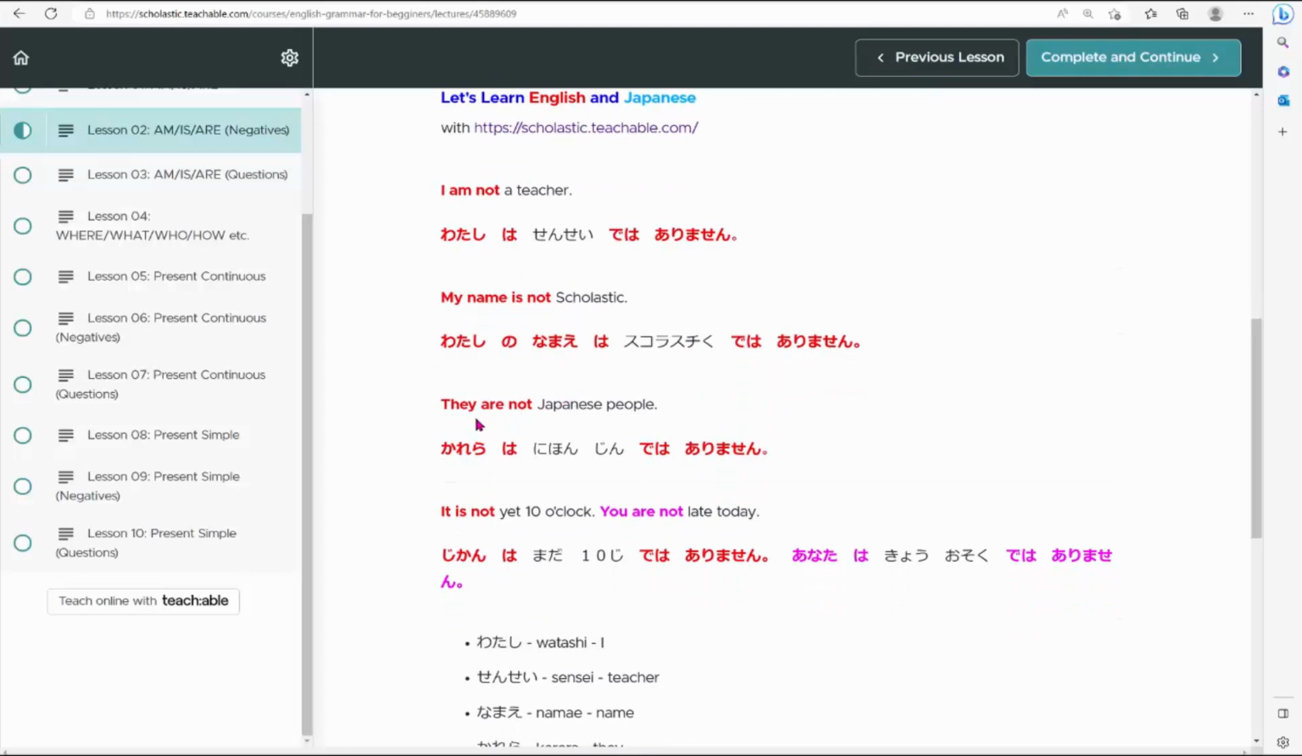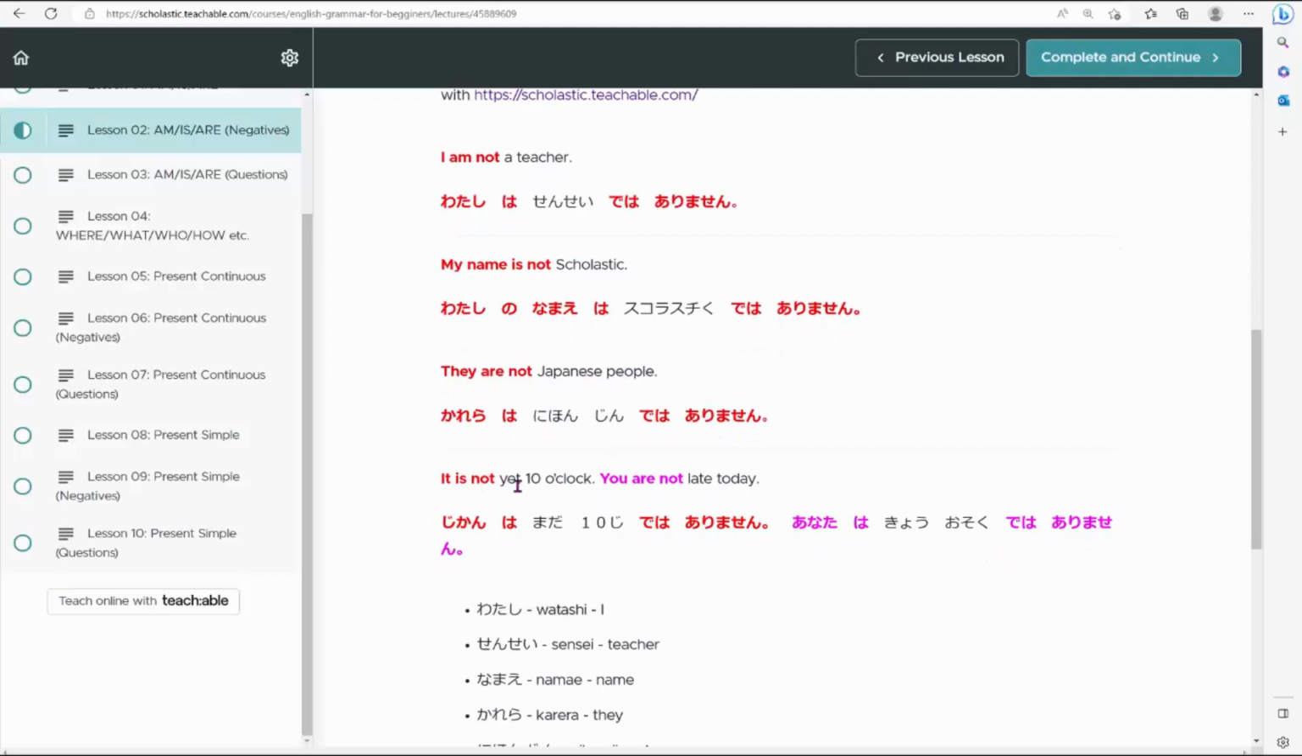They are not Japanese people. Karera wa Nihonjin de wa arimasen. Japanese people, Nihonjin.